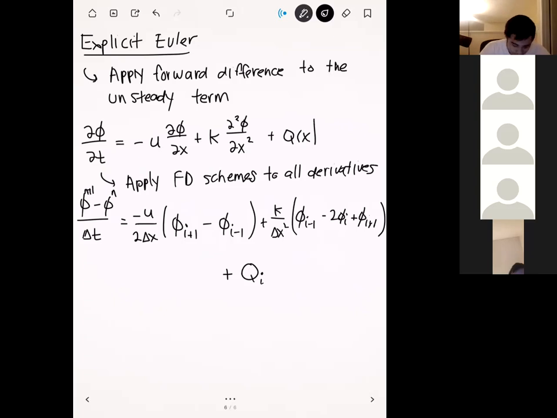Okay. And so that's all the finite differences that we're applying here, but we're not done yet. If you'll notice, the phis on the left-hand side only have a time index, and the phis on the right only have a space index. And so we need to label all of our phis here with both a time and a space index, right?